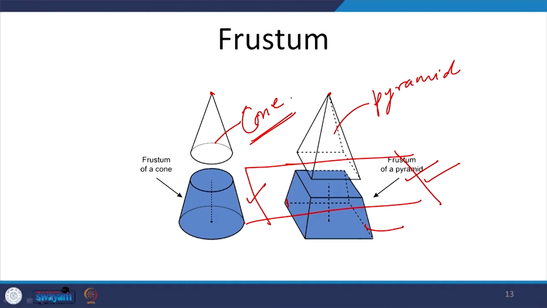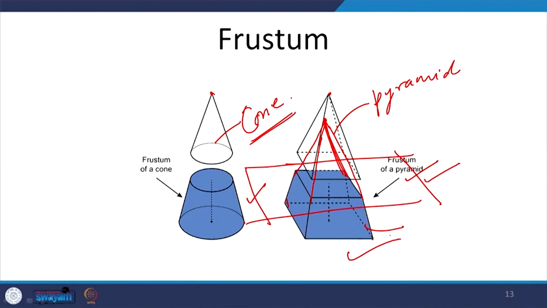Here in a frustum, if we continue to produce these lines, they will still go and meet in an apex. That's the essence of it. If we continue to produce these lines upwards, they will meet in an apex, and that is what will result in a cone or a pyramid. That's what the frustum is. So, it's a regular solid, but it's just derived by cutting a regular cone or a pyramid.